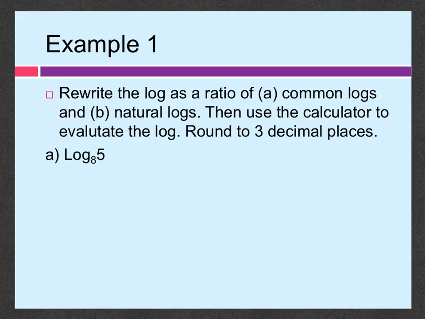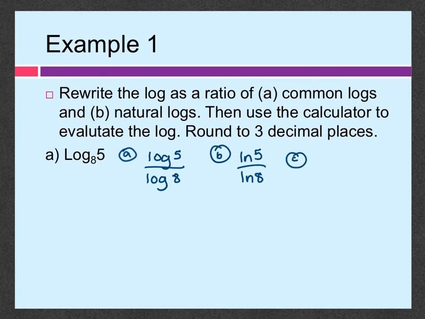All right, so this says rewrite the log as a ratio of A, common logs, B, natural logs. Then use the calculator to evaluate the log and round to 3 decimal places. So the common logs are your log base 10. What number goes in the top? What number goes in the bottom? 5 at the top. So this is log of 5 over log of 8. And then natural logs would be ln of 5 over ln of 8. And it doesn't matter which one you use. They should give you the same answer.